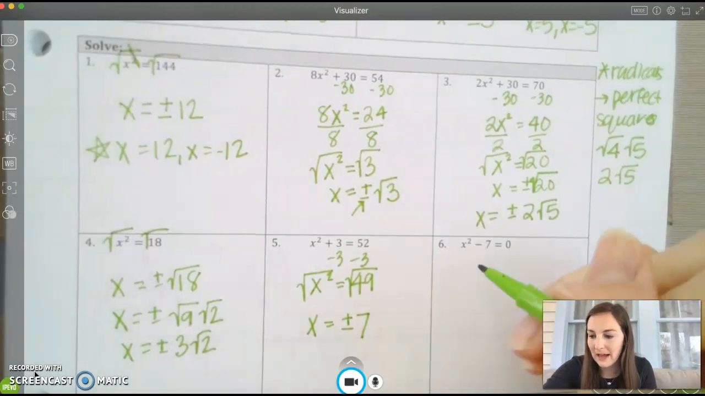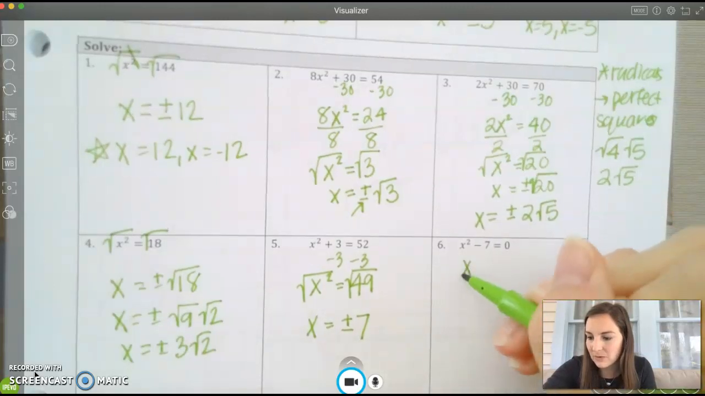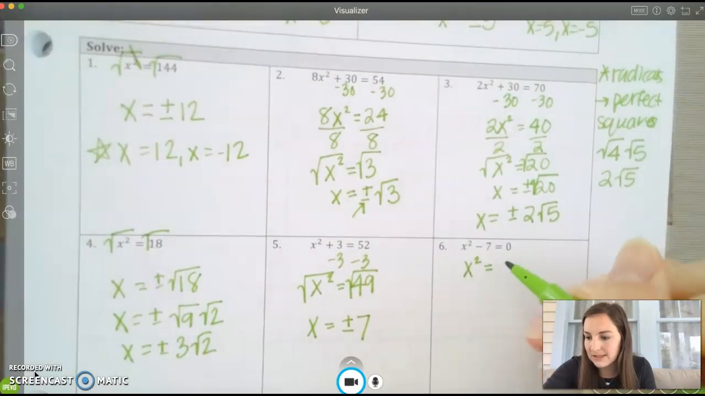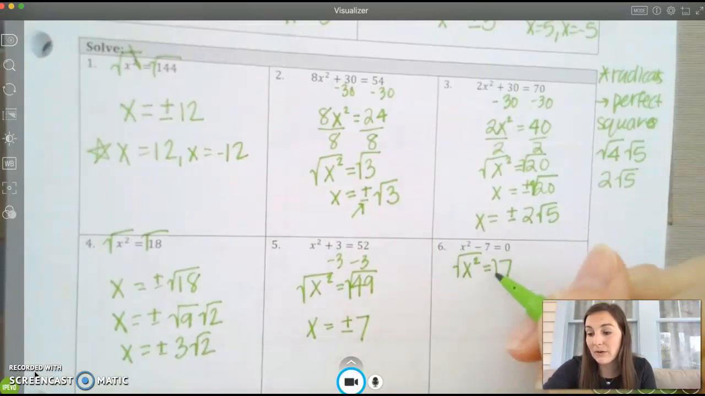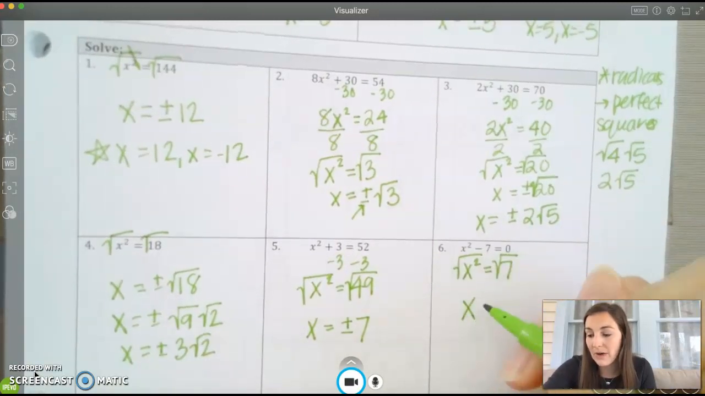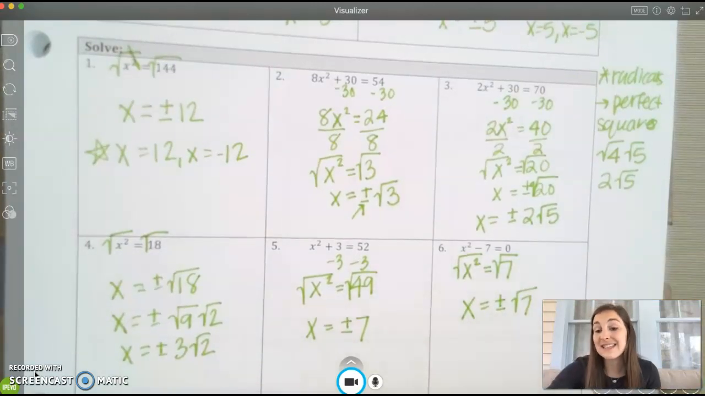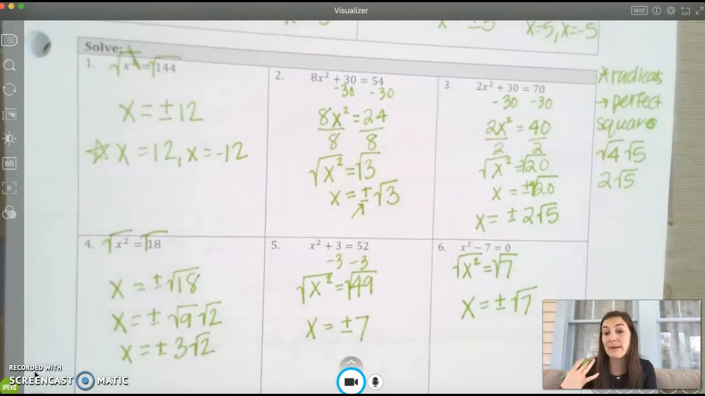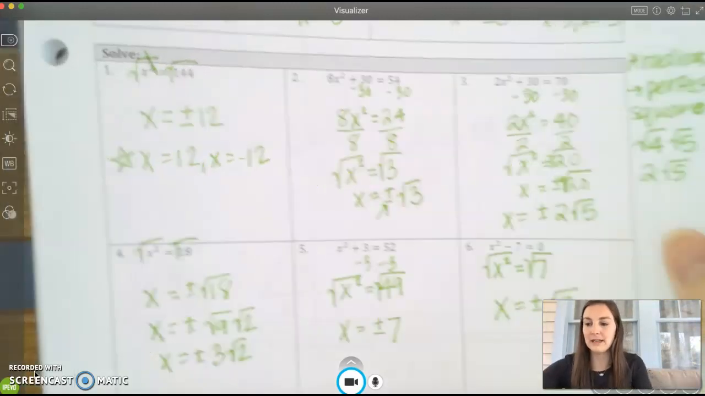Okay, and the last one on this page, page 27, we have x squared equals 7, because I needed to add 7 to the other side. Again, x squared has to be on its own side. And I take the square root of both sides. So x equals plus or minus the square root of 7. 7 can't be simplified anymore, so I'm done there. Okay, let's go ahead and flip to the next page, on to page 28.